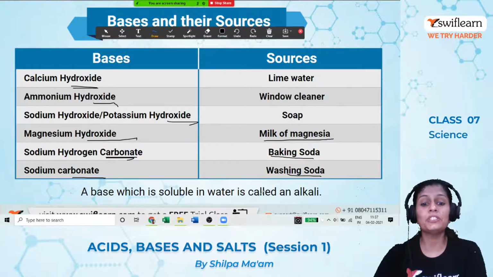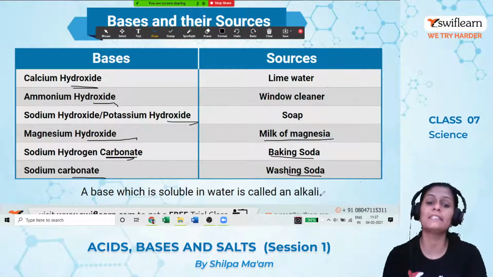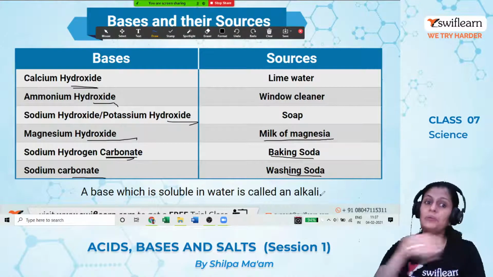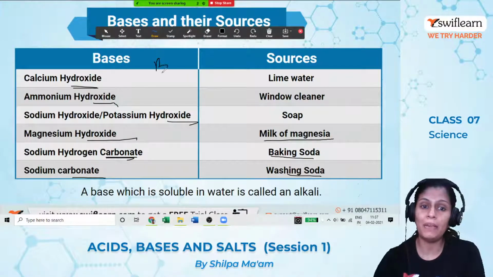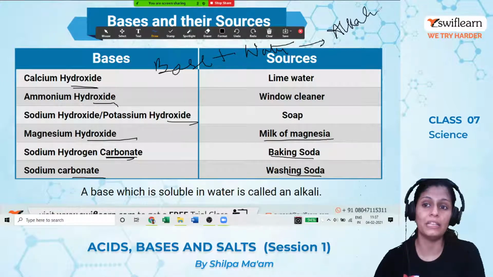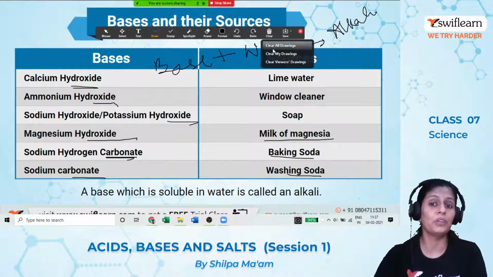A base which is soluble in water is called an alkali. Normally, not all the bases are soluble in water, but the bases that are easily soluble in water are called alkali. Now you can say that a base plus water is what? It is an alkali. So a base along with water is giving you an alkali.